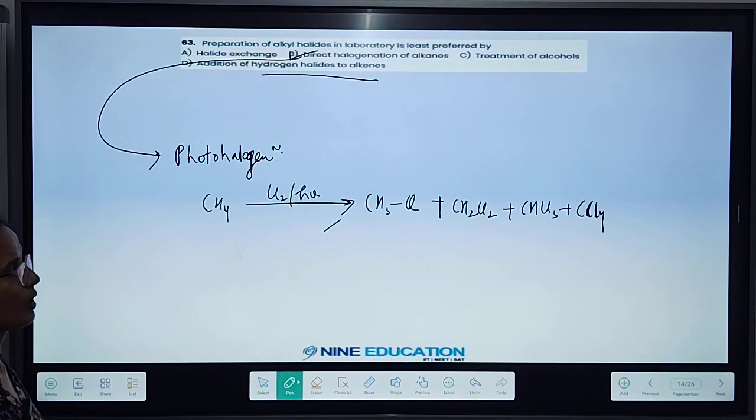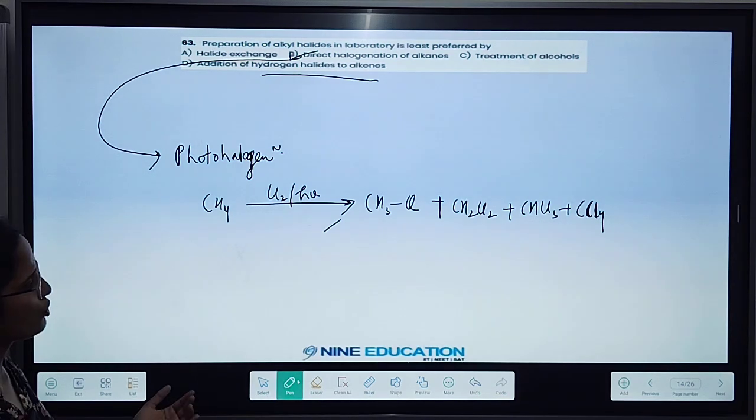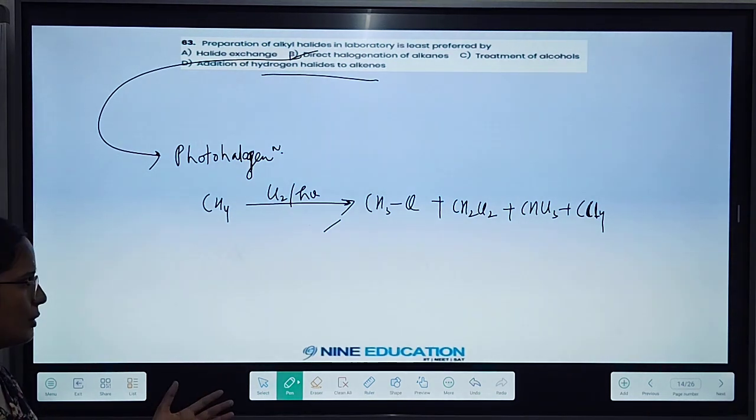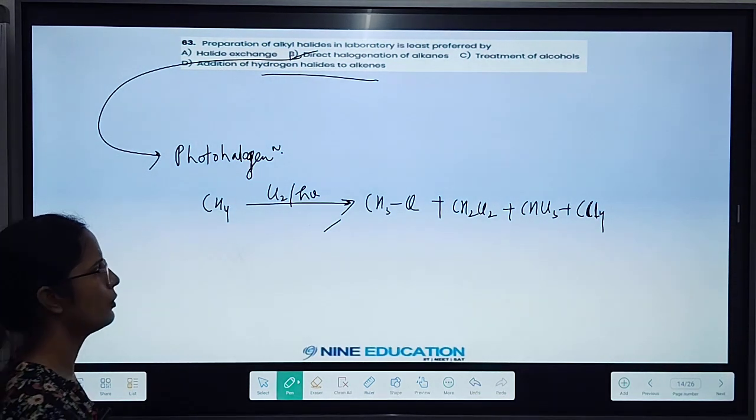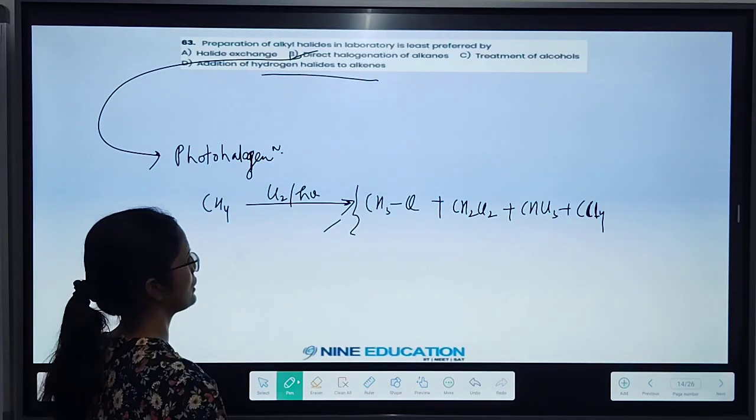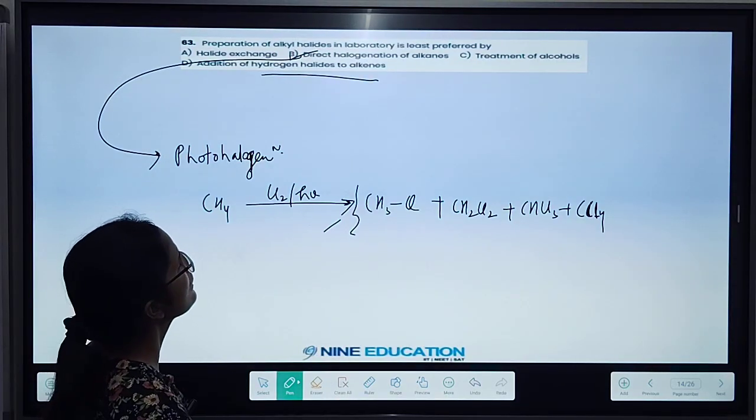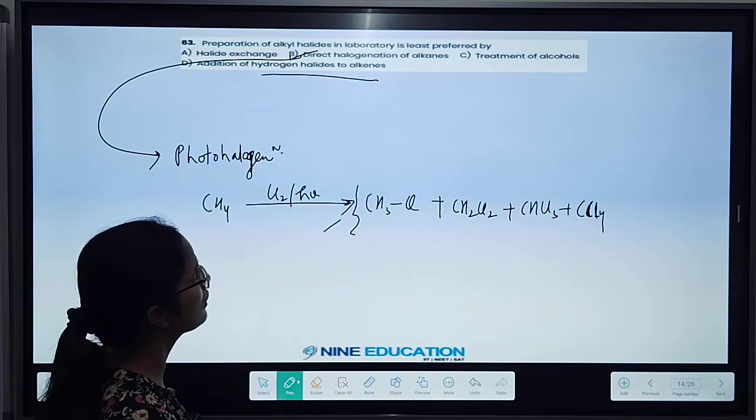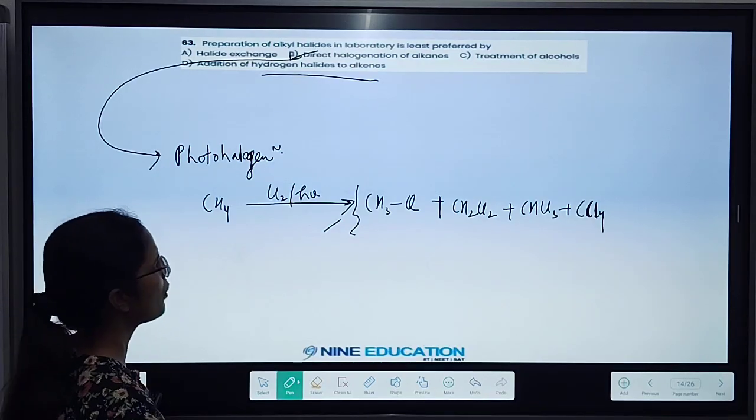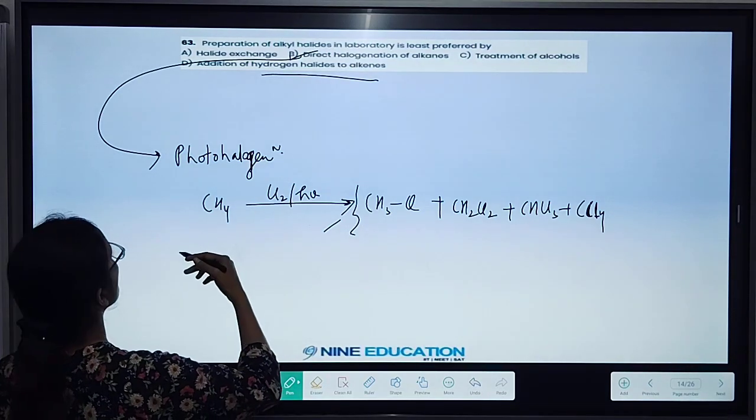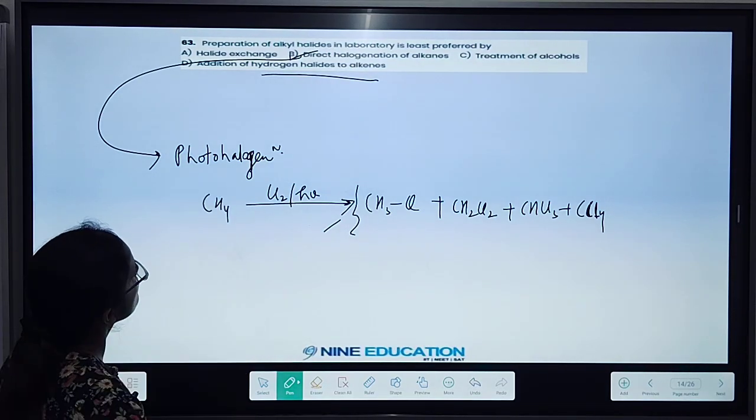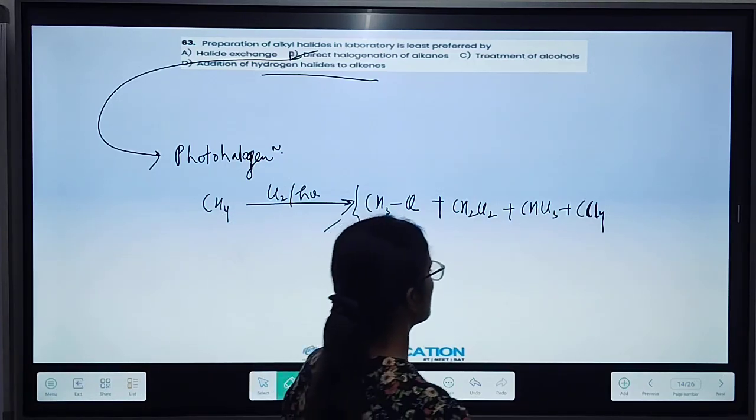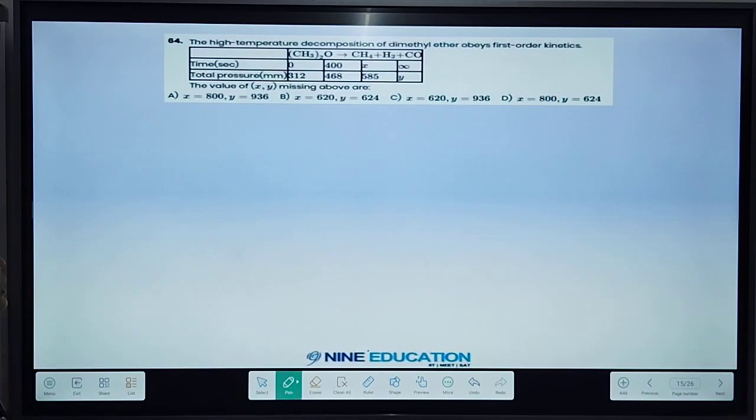So it becomes a very hectic job to do the separation of all these compounds, and also the yield of CH3Cl won't be that good. That's the reason we do not generally prefer direct halogenation of alkanes in the lab. It becomes a very chaotic thing. So the answer to question 63 would be option B. The next question is question number 64.